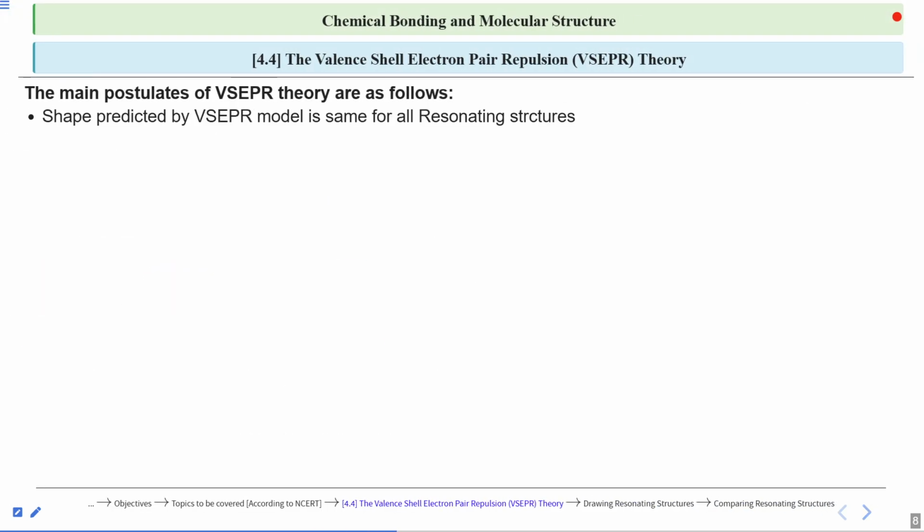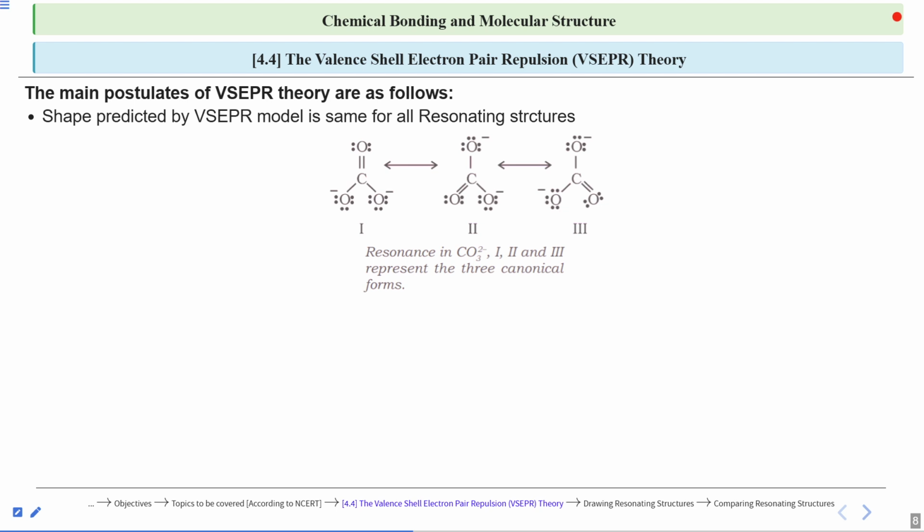So the shapes predicted by the VSEPR theory for different resonating structures are the same. Now what is the meaning of this? So here is a figure for you of the carbonate ion. If you look at these three carbonate ions, then these three carbonate ions are resonating structures of each other.